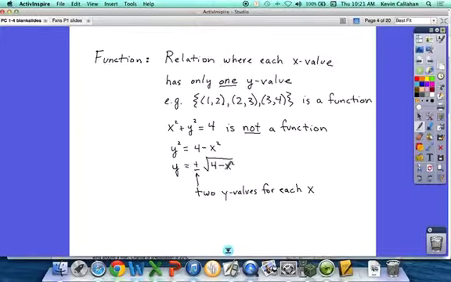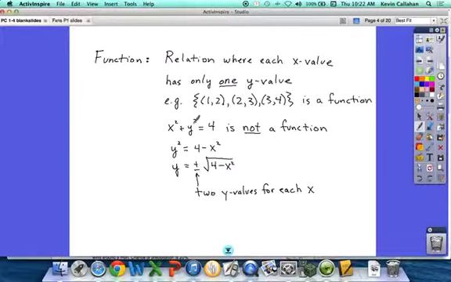If you put in 4 or 2 or negative 2, then you just get one answer, 0. But for all the rest, like if I put in x equals 0, then 4 minus 0 is 4. The square root of 4 is 2, plus 2, minus 2. There you go. 2 y values, 1 x value. So normally when you're looking at an equation, if you see the plus or minus, or even if you see y raised to an even power, you know that is not going to be a function.